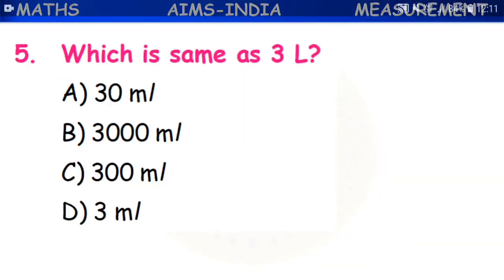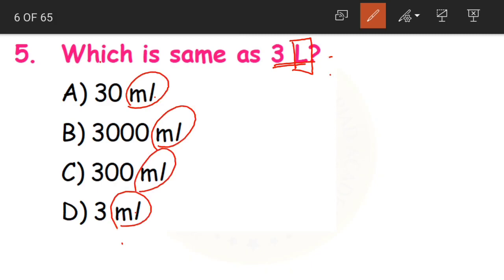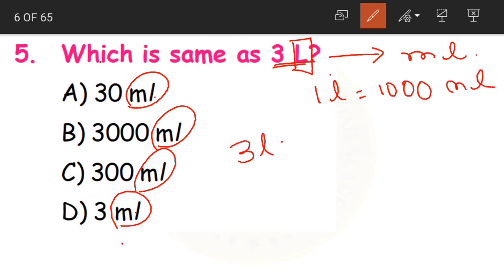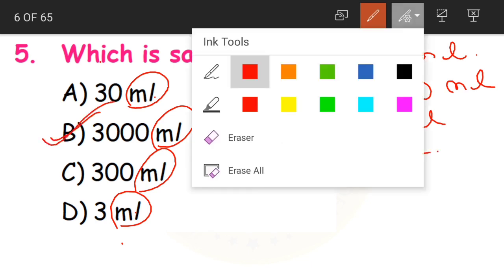Question number 4 done. Now coming to question 5, which is the same as 3 liters. Again, in the question the quantity is given in liters and in the options the answers are expressed in milliliters. So again we have to convert our liters into milliliters. Then what should we do, children? 1 liter is equal to 1000 milliliters. So 3 liters will be equal to 3 into 1000 milliliters, that is nothing but 3000 milliliters. Option B, 3000 milliliters becomes our correct answer.